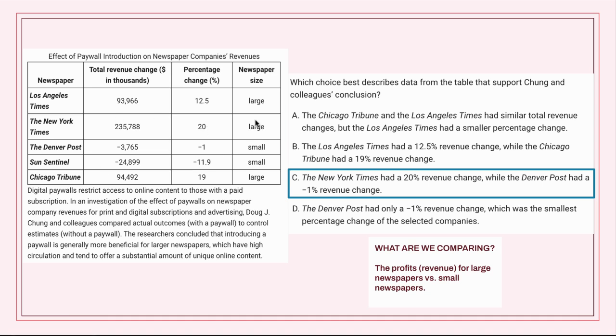So again, without totally understanding the graph and reading everything about the graph, I just need to know that I'm comparing a large newspaper versus a small newspaper to show that the big newspaper makes money and the small ones really don't. So that's all you really need to do to figure out how to do these sorts of questions.